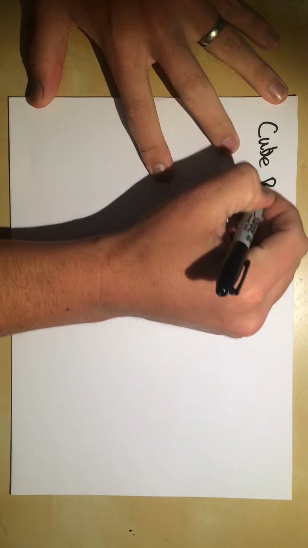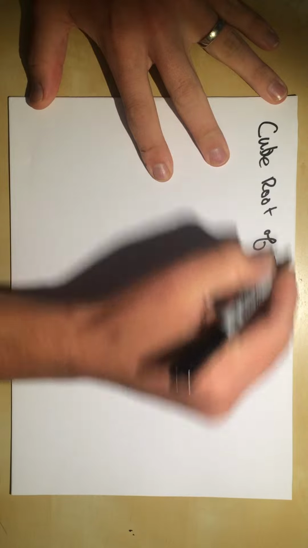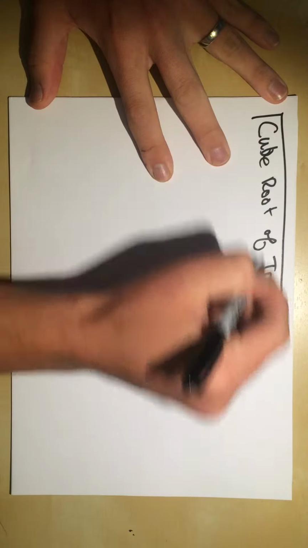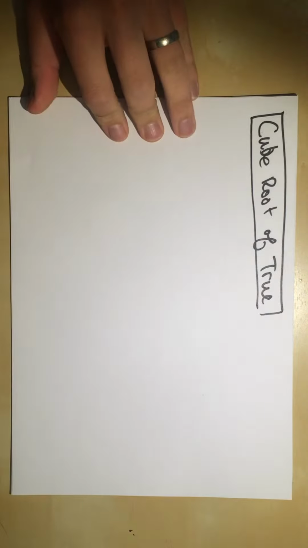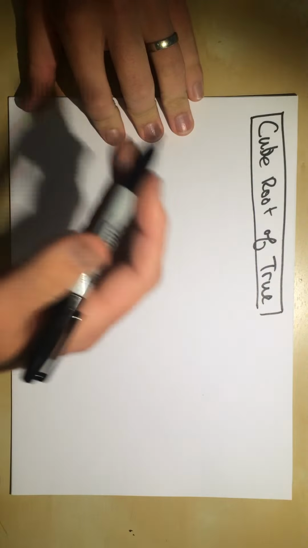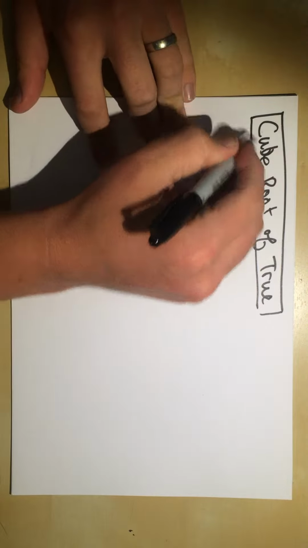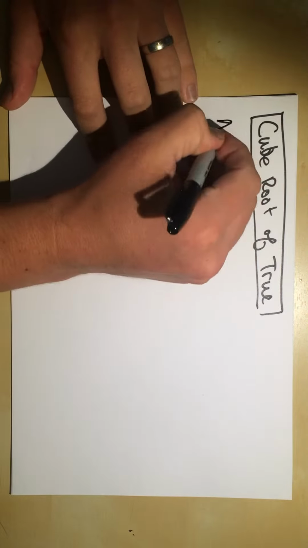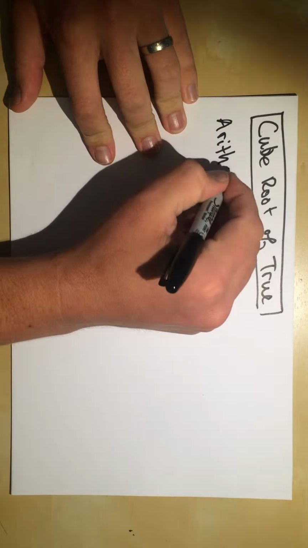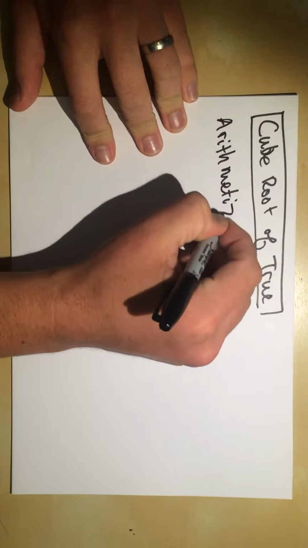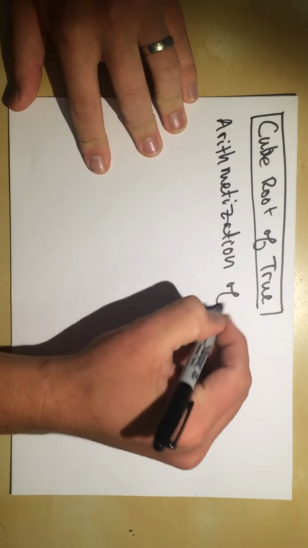Cube root of true. So this is kind of a weird thing to say. And I want to explain how the concept of the cube root of true makes sense. And the way to make sense of this is through a process called arithmetization. So I want to explain arithmetization. This is the first thing. Arithmetization of logic. And this is a common trick.